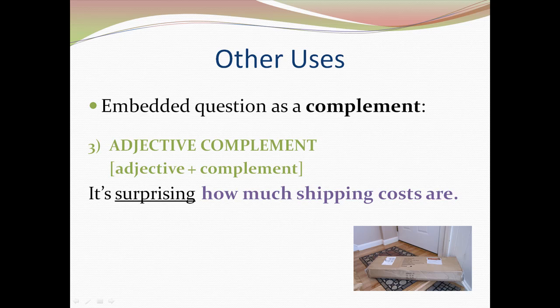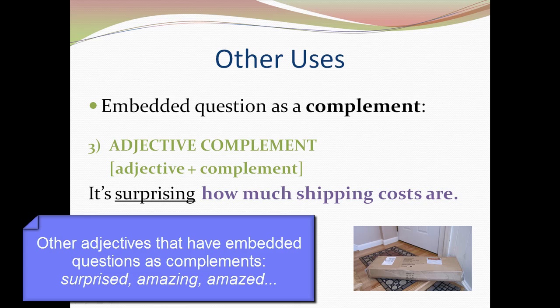And lastly, we can use an embedded question as an adjective complement. So it immediately follows an adjective to explain it or define it or somehow limit the quality. For example, it's surprising how much shipping costs are. The embedded question helps to explain the quality, surprising. I think some other common adjectives that would be followed by an embedded question are surprised, amazing, amazed. There are others.